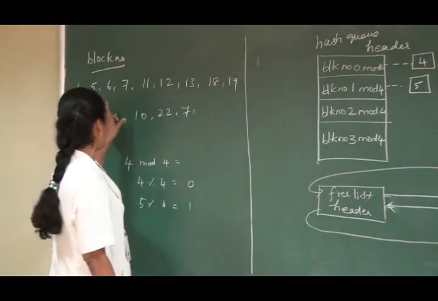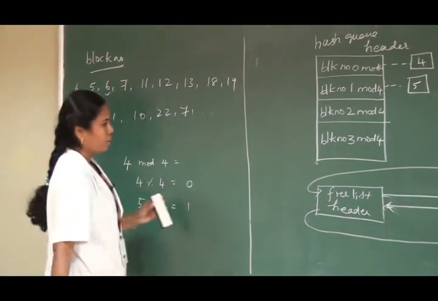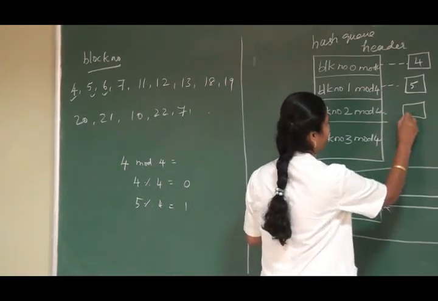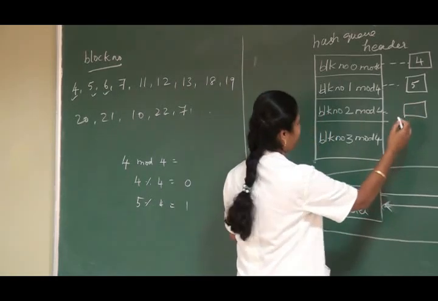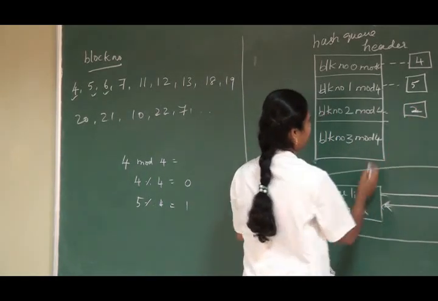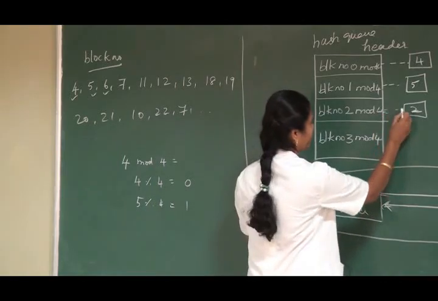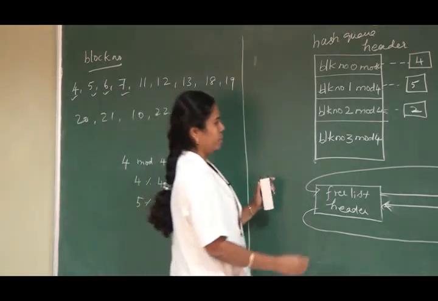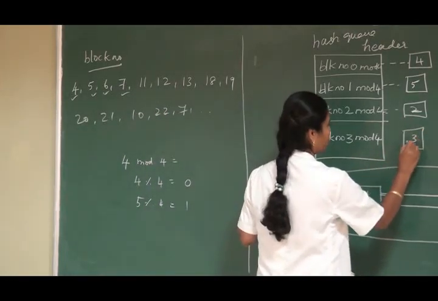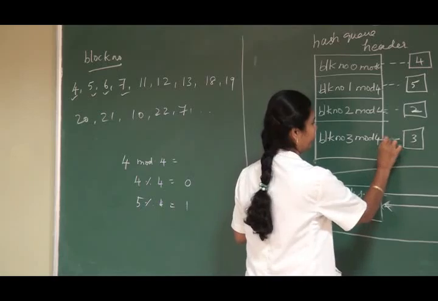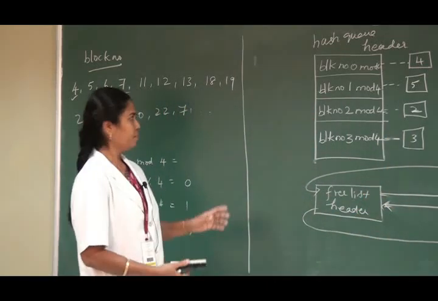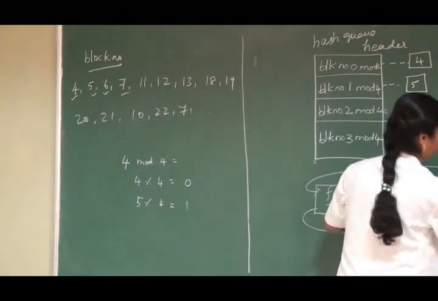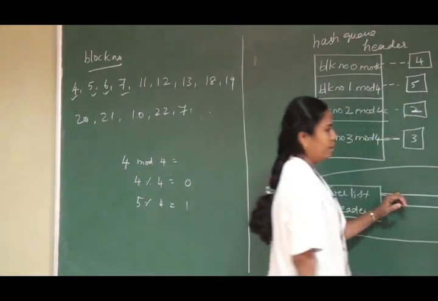Similarly, all the blocks will be assigned to buffers. The next block we have to allocate is 6. So the third buffer will be taken. 6 mod 4 is 2. So it will be put in the hash queue 2. The next value is 7. 7 mod 4 is 3. So put it in hash queue 3. Okay. So for allocating the buffers, one by one buffers will be removed from the free list.